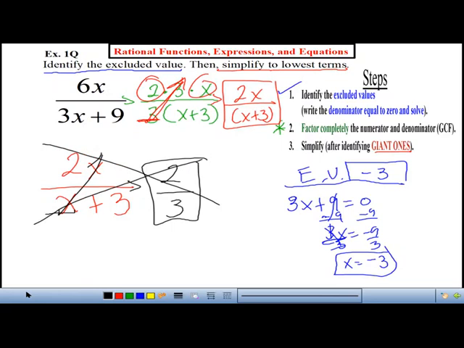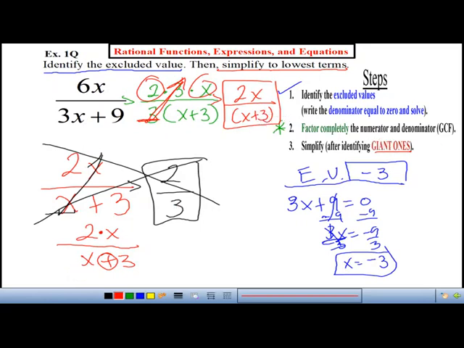Why, Mr. Q? Because look at the numerator. The numerator is 2 times x. What is here in between them? Multiplication. Okay. Look at the denominator, x plus 3. What's in between them? Addition. When we have addition or subtraction, we cannot identify giant ones. Does that make sense? Yes, Mr. Q. That's why we leave it like this.